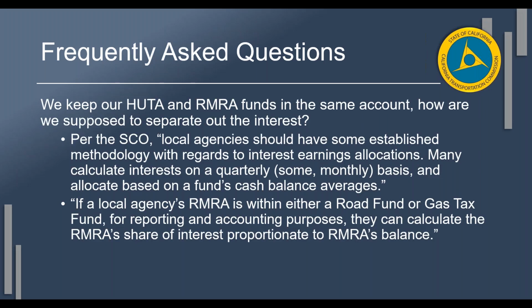We keep our HUDA and RMRA funds in the same account. How are we supposed to separate out the interest?